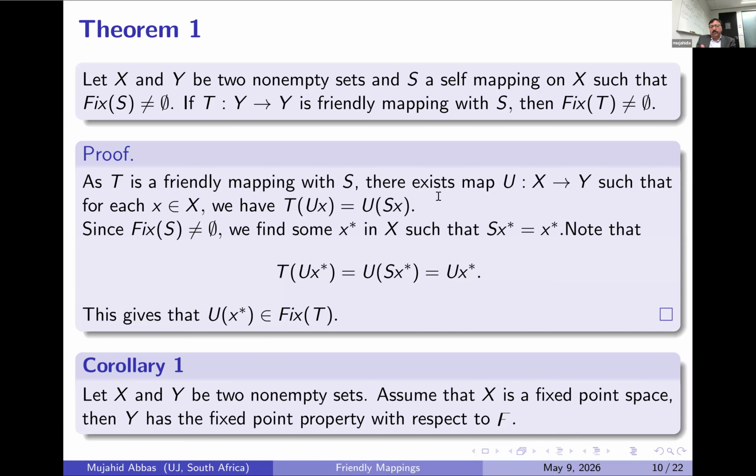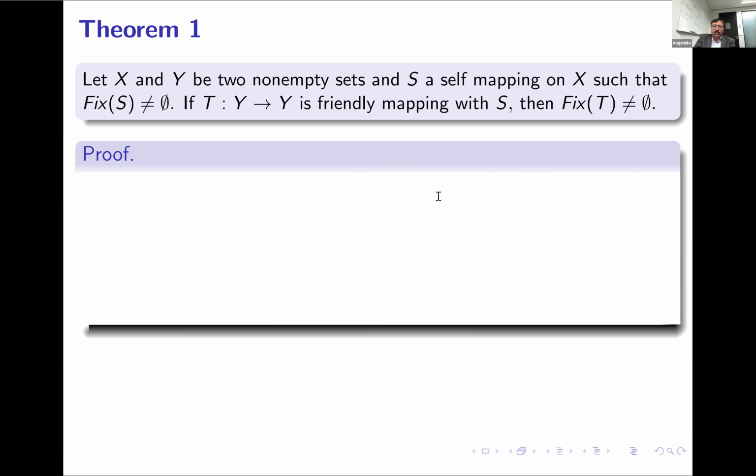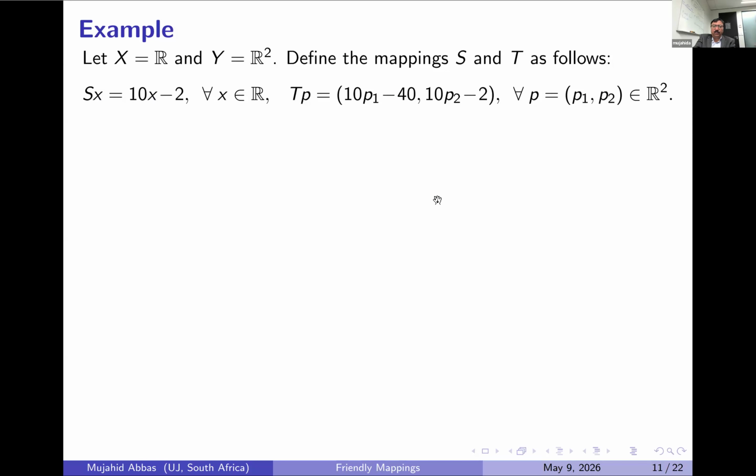Coming to this, the question which I posed at the start of my talk has a corollary. You can find the answer: if x and y are two non-empty sets, and if x has the fixed point property, then y has the fixed point property with respect to this class of collection of mappings.